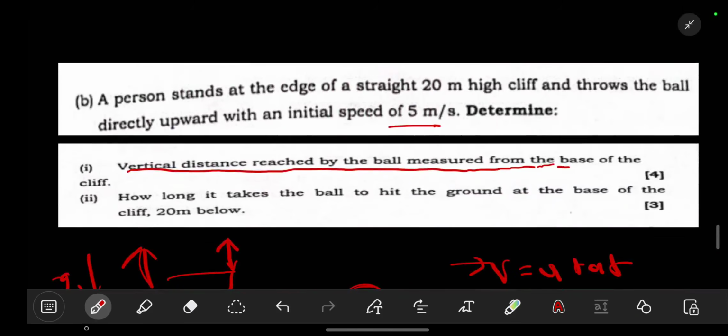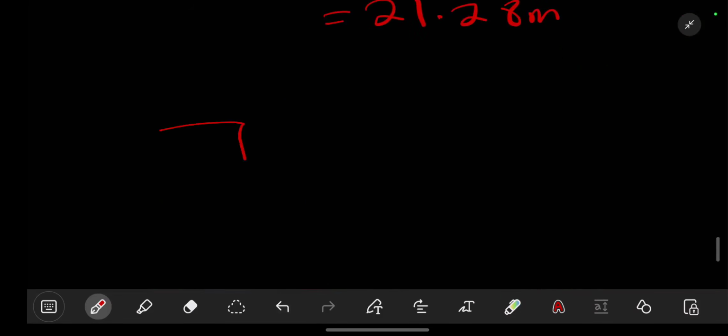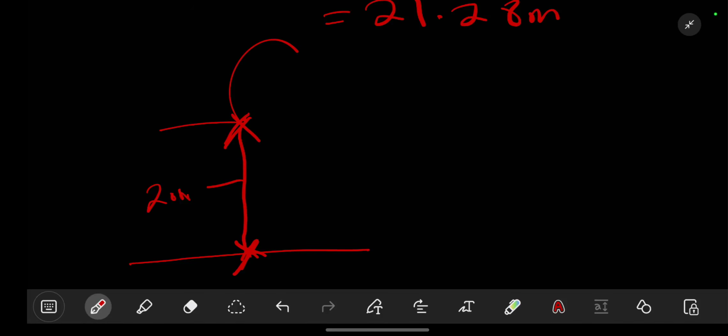It says how long it takes the ball to hit the ground at the base of the cliff, 20 meters below. Now remember, the displacement is the change in position. We don't care that it went up. We are just interested in where it began and where it ended. So it began here, and it reached here. So the separating distance here is 20 meters. That's the displacement we will use. The displacement is the change in position. We don't care where the object went.